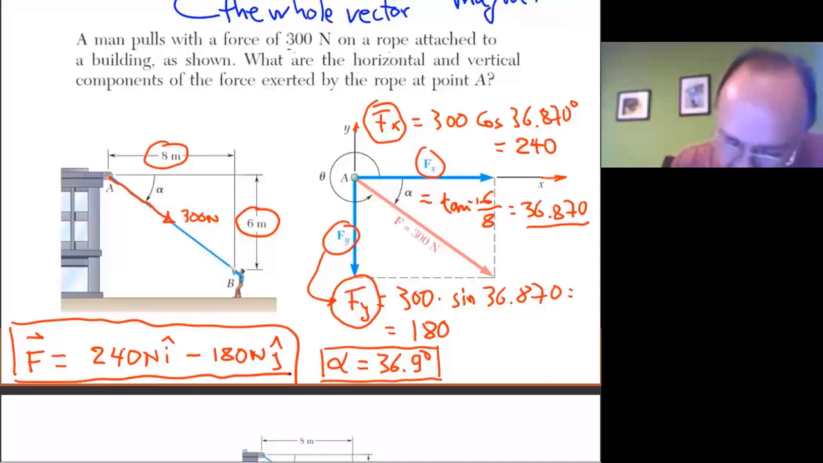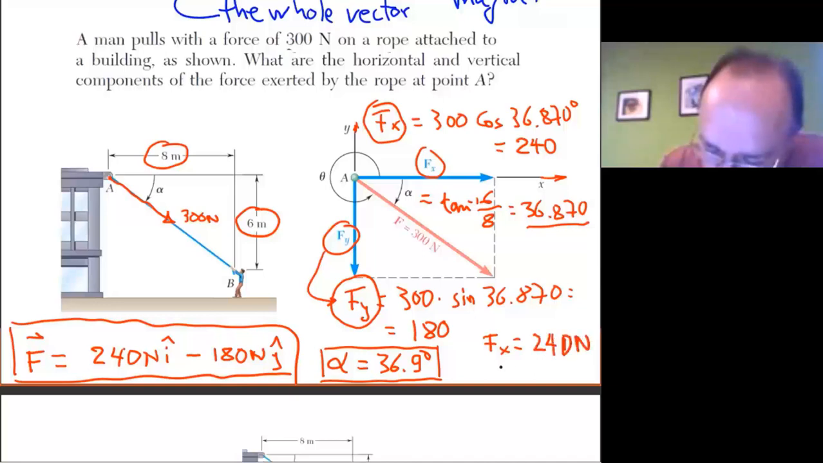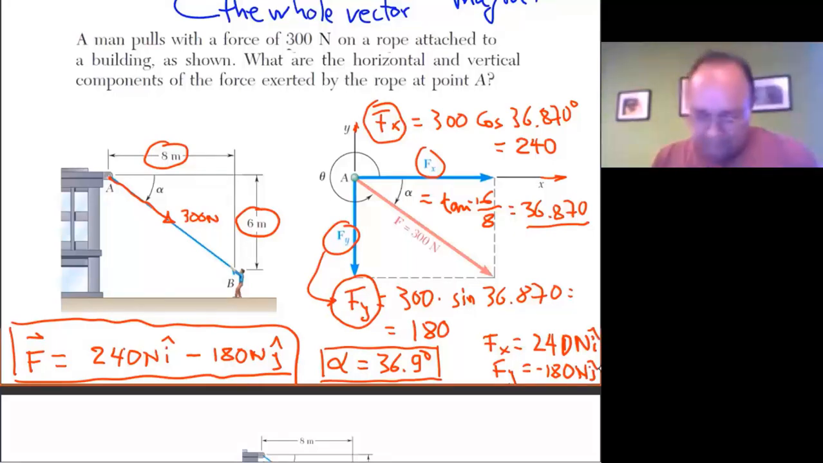We can write it like this, or we can write it like this. Fx is positive: Fx is 240 newtons, and Fy is minus 180 newtons. I don't have enough space here. i, j. Okay.